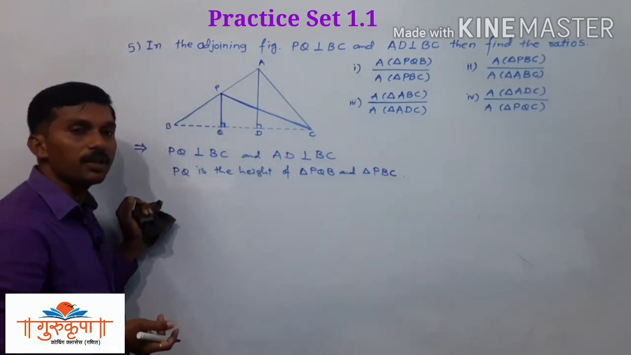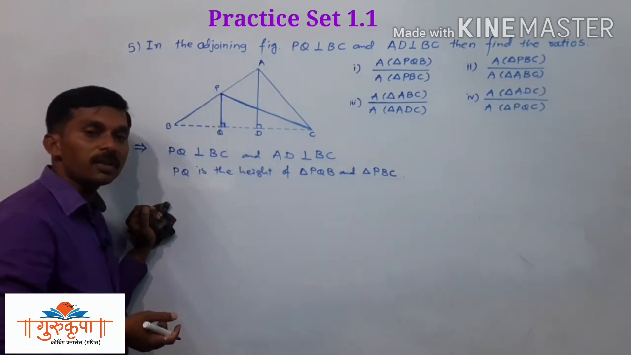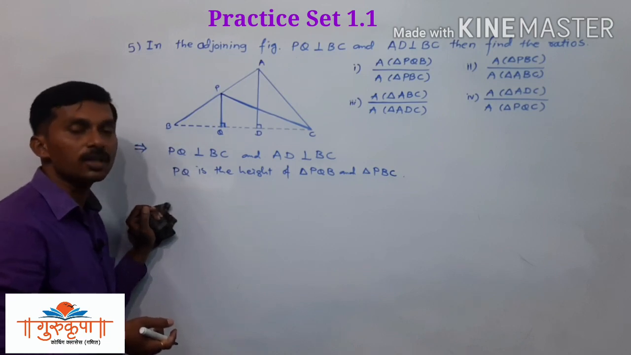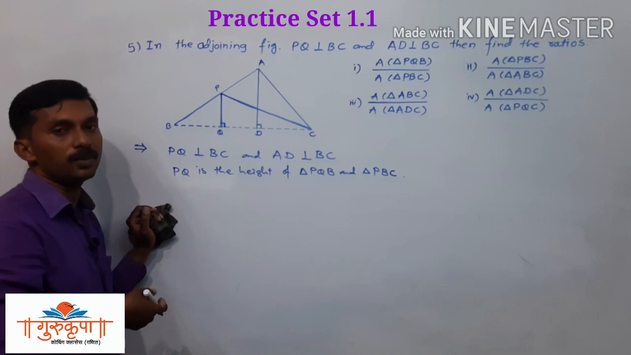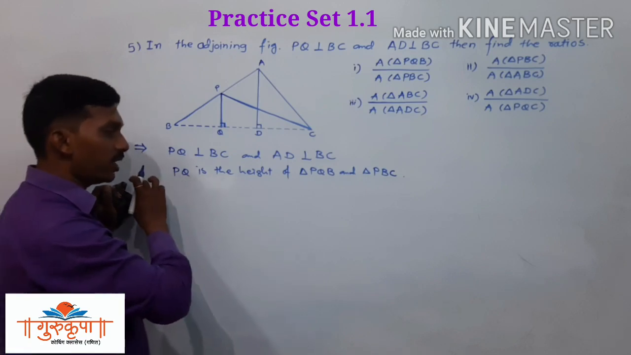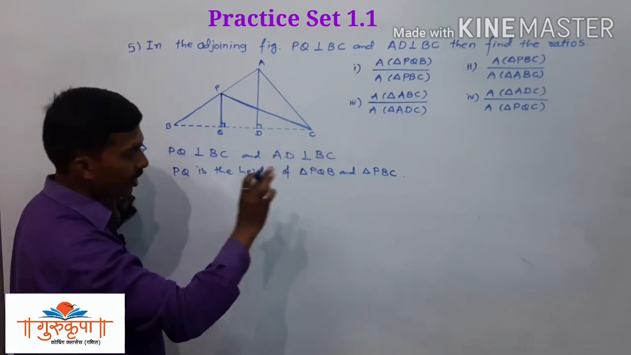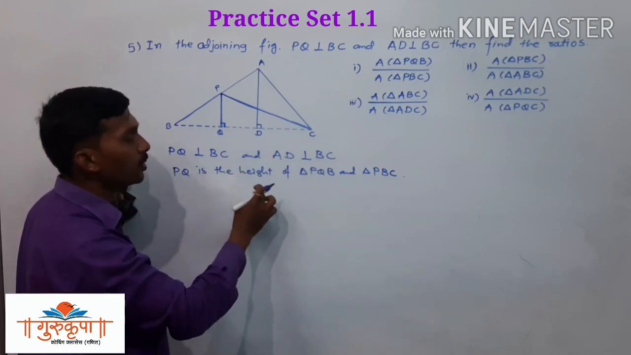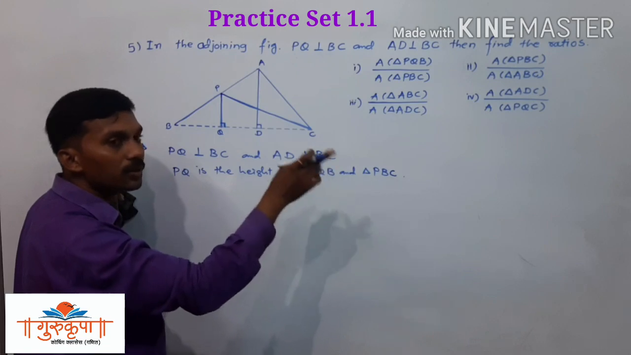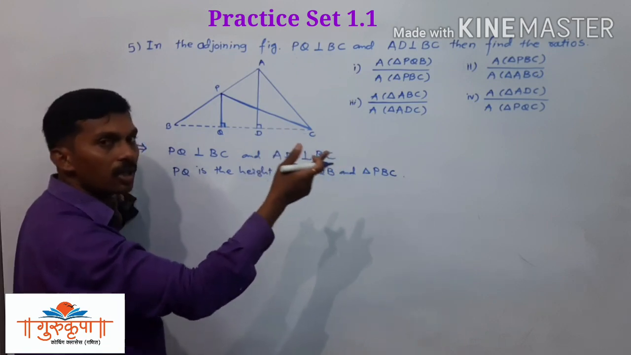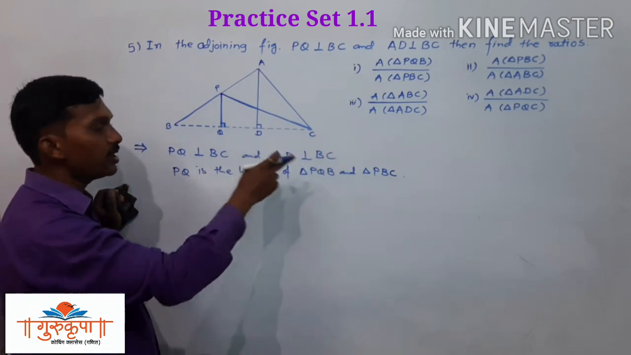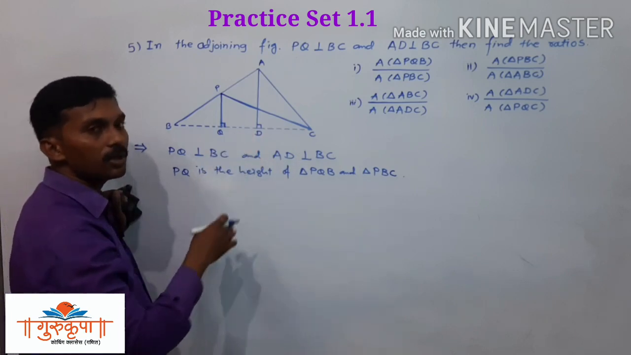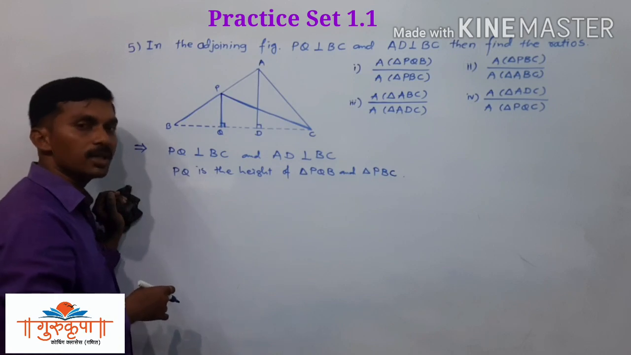And we know that when two triangles have equal heights, the ratio of their areas is equal to the ratio of their corresponding bases. So here we can write the whole property, or you can simply write by using the property of the ratio of the areas of two triangles having equal heights. Since the height is equal, the ratio of the areas is equal to the ratio of their bases.